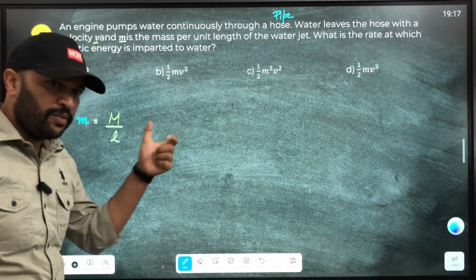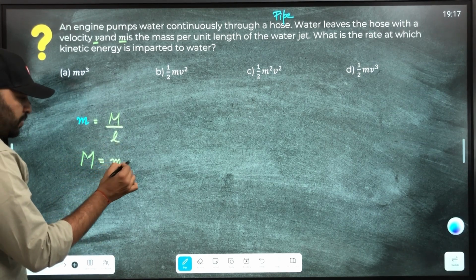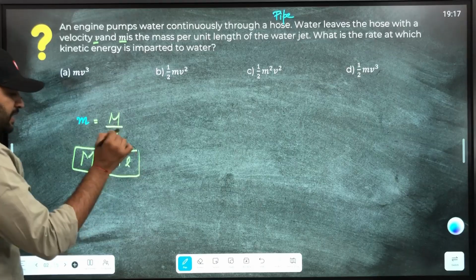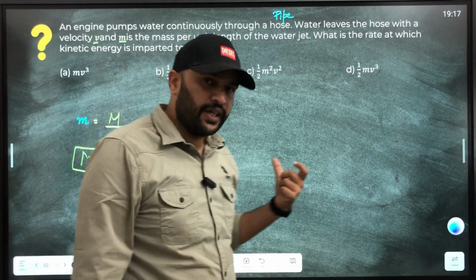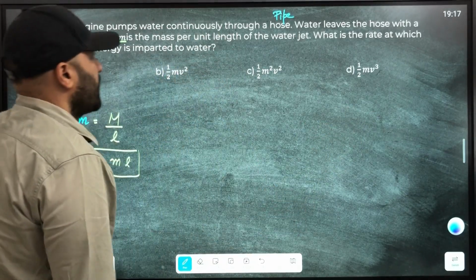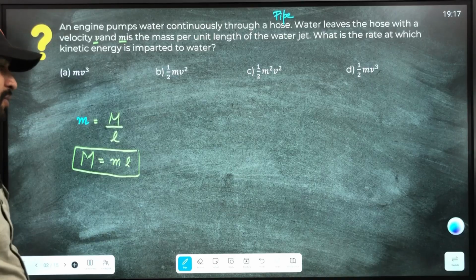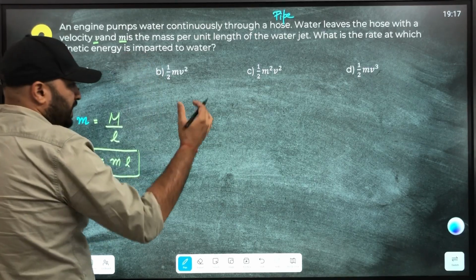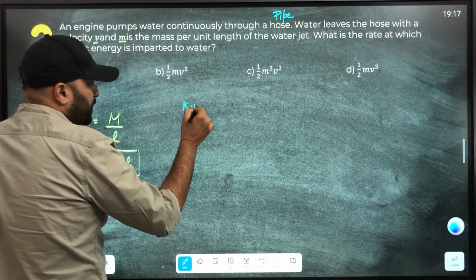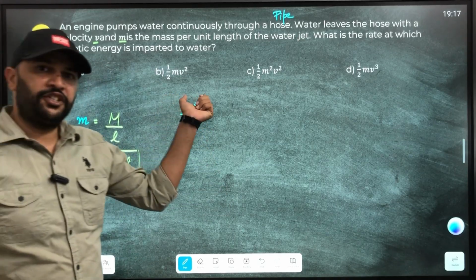So what is the actual mass? Sir, the actual mass M is equal to m into L. Be very careful with this. The actual mass which is transferred will be mass per unit length into the length of the pipe, right? Of the water jet. What is the rate at which the kinetic energy is imparted to the water? So rate is simply kinetic energy per unit time. I hope this is clear.